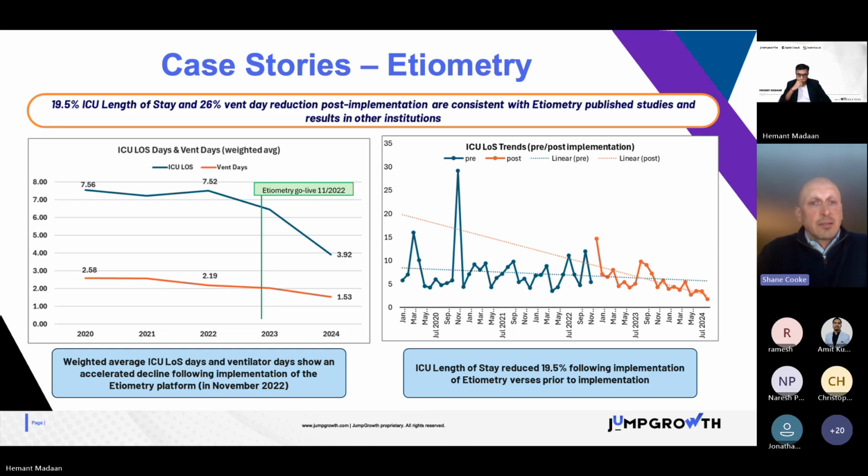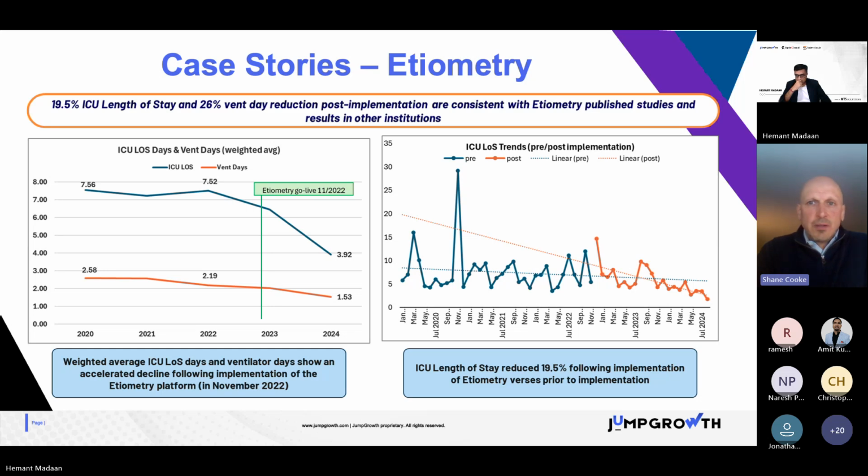And we looked at the impact pre Ediometry's installation and post. And that's what you see here. So we looked at data for those two metrics 3 years before we were installed and then a year after. And you can see a clear acceleration of the downward trend of both ICU length of stay and ventilation days. And actually, the metrics here are about a 20% ICU length of stay and a 26% vent day reduction post implementation of our platform, which is very consistent with our published studies.